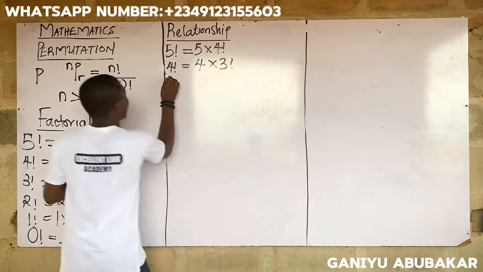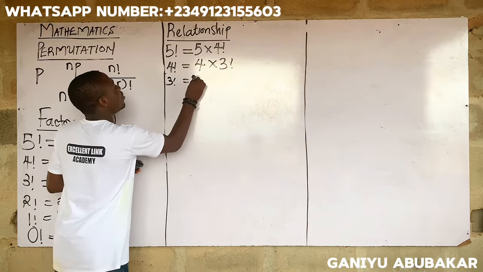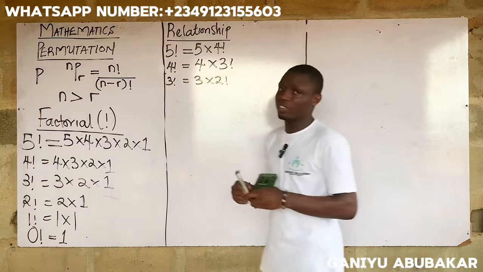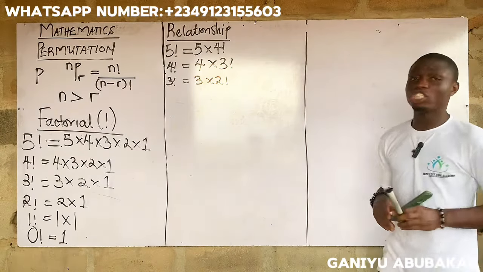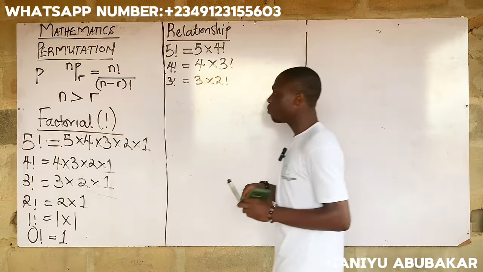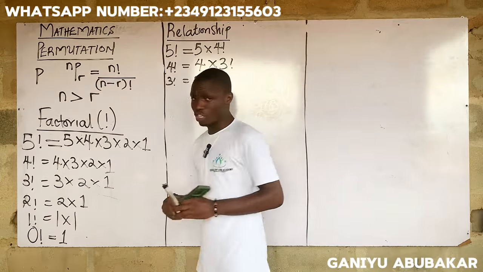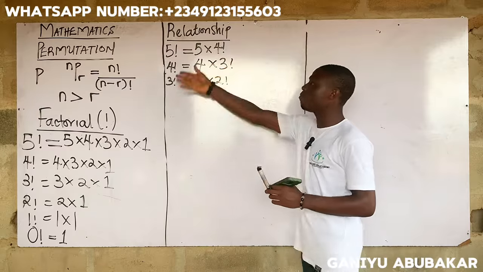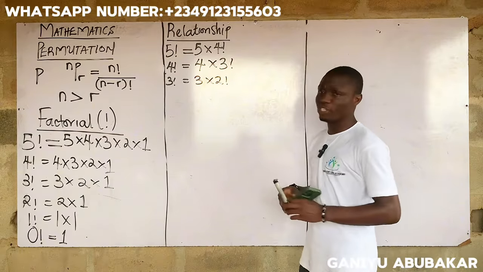So similarly, if I have 3 factorial, that becomes 3 times 2 factorial, and it continues in this pattern. So note this relationship, very important in the study of permutation. All right, I understand factorial. Let's now move back to our concept of permutation.